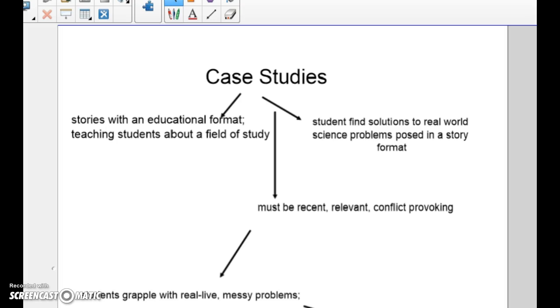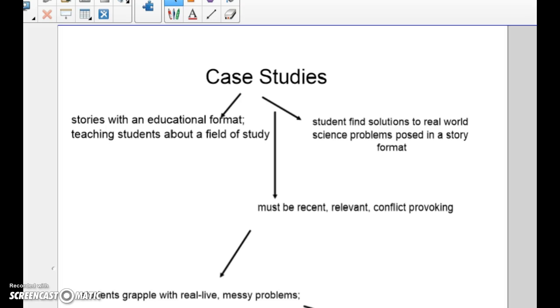I didn't really know how case studies were used in science. They've been used in law school and medical school, I guess, for many years. But it's essentially using a real or a simulated story to teach students about a field or something specific you want them to know about in a field. So I guess we could define case studies as stories with an educational format. You can set a case study up to where students have to find solutions to a real-world science problem.